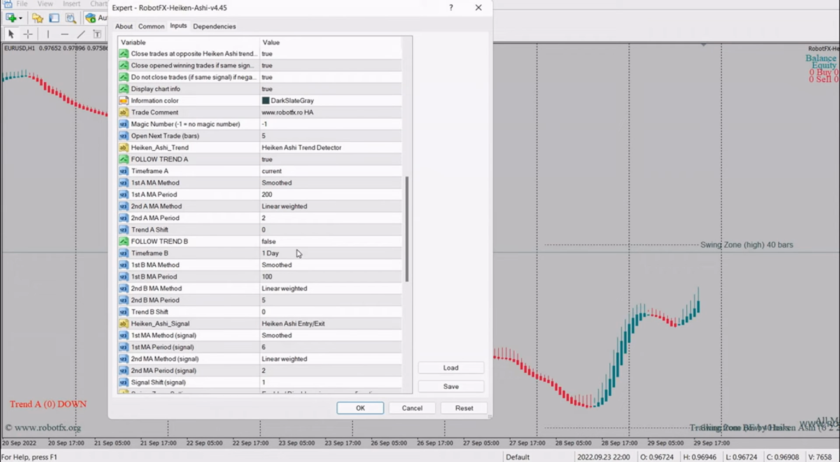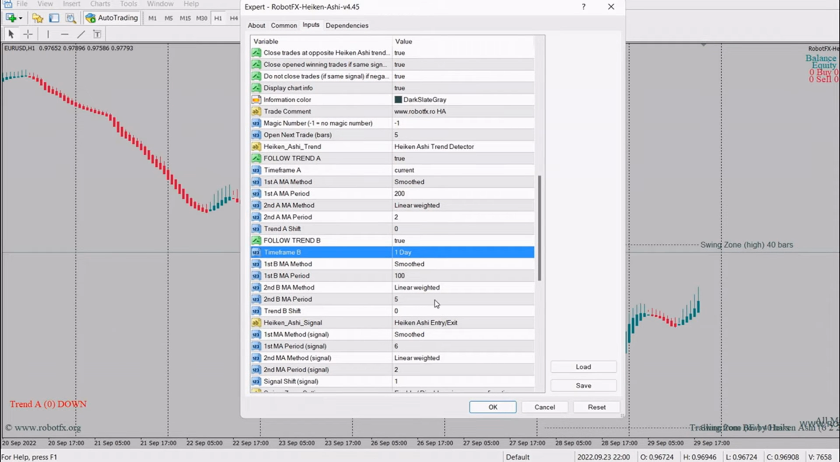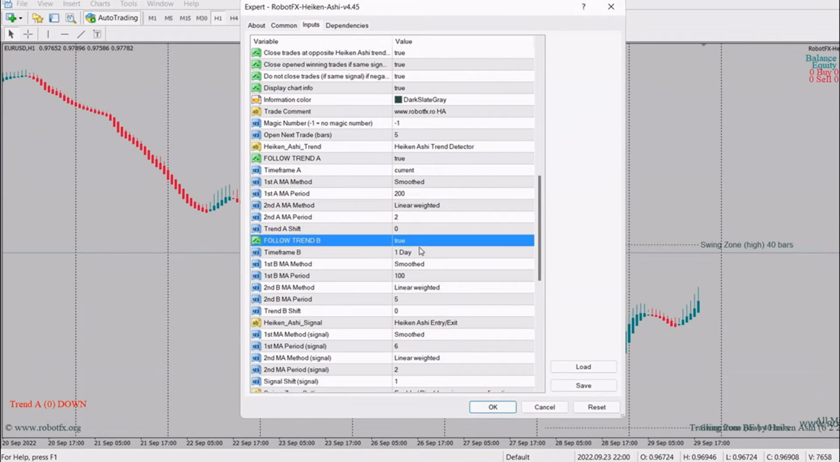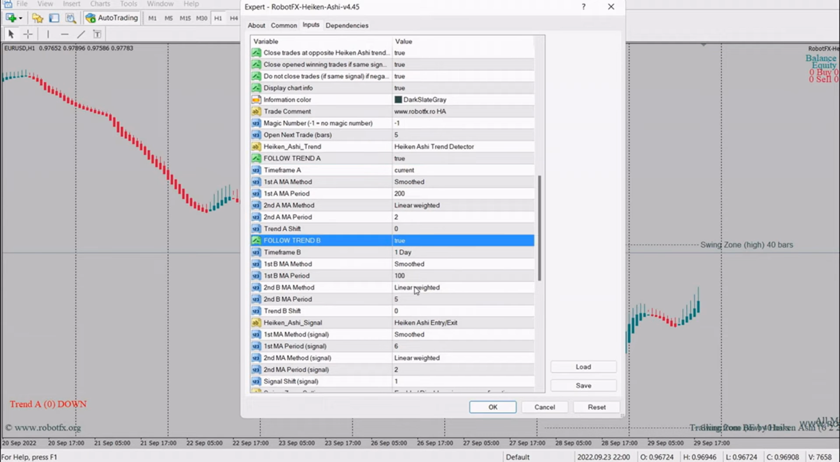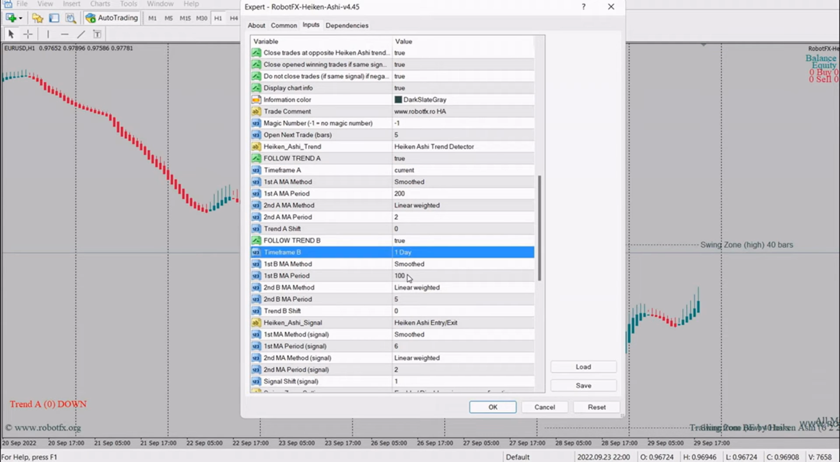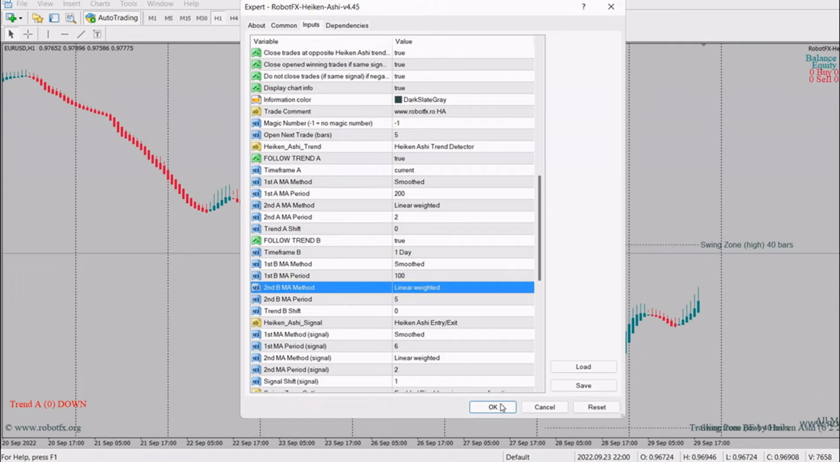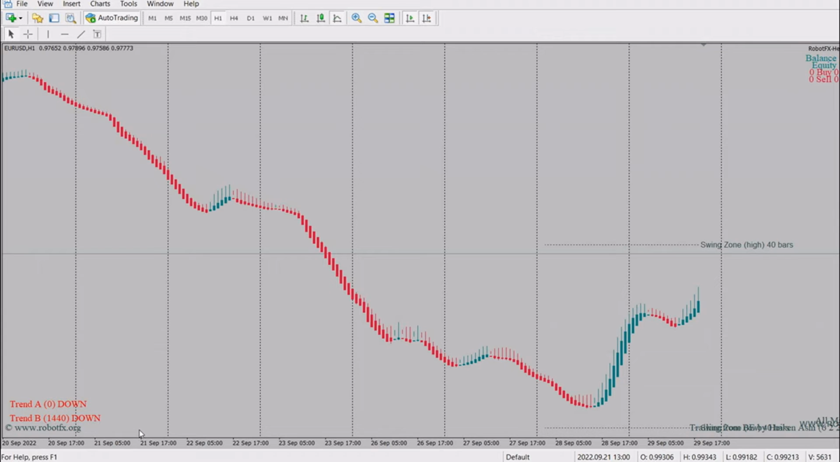And if you want to use the trend detector for a higher time frame, for example one day, if you are trading on H1 as I'm doing in this example, you just enable this, set it to true, choose the time frame, and again I do the same procedure as we have done before to determine the trend on trend A on this time frame, find the settings for the expert advisor and enter them right here. And then the expert advisor will also write a message about the trend B right here on one day, which is 1440 minutes, of course.